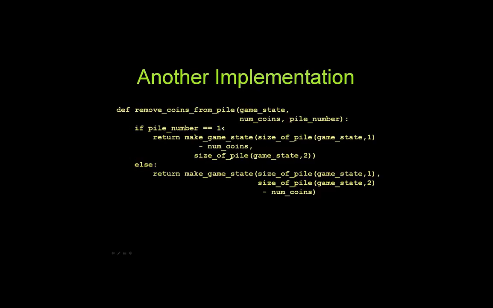We check the pile number. If it's 1, you change the game state: you take game state 1 minus the number of coins, and it goes into the first pile. Similarly, if it's the second pile, then it goes into the second pile. So it's quite simple. This is exactly the same as the rational number example we saw before.